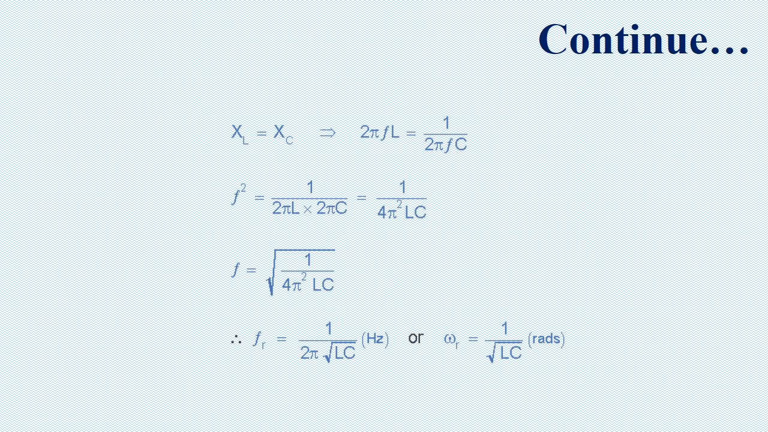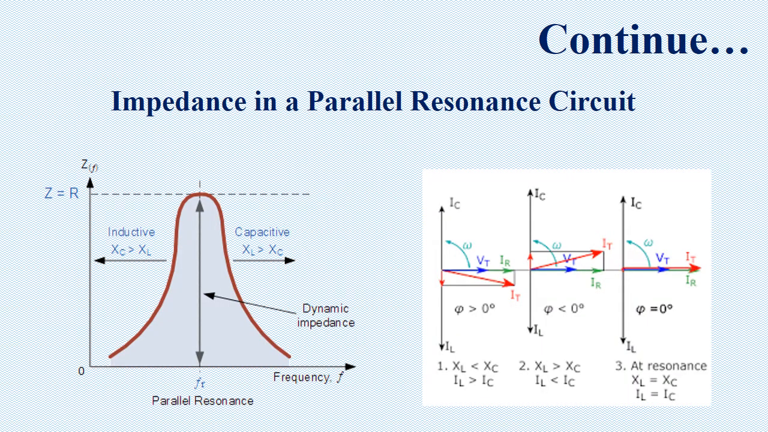Then if we take the square root of this, F, the resonant frequency, will be equal to the square root of 1 divided by 4 pi square LC. So the resonant frequency equals 1 divided by 2 pi square root of LC. As we connect the supply to the circuit, there are 3 currents: capacitive current, inductive current and the resistive current. Corresponding values of the inductive current and the capacitive current will always be equal and opposite, and therefore the current drawn from the supply is the vector addition of these two currents and the current flowing in IR.